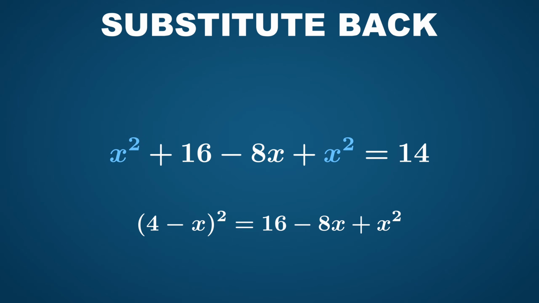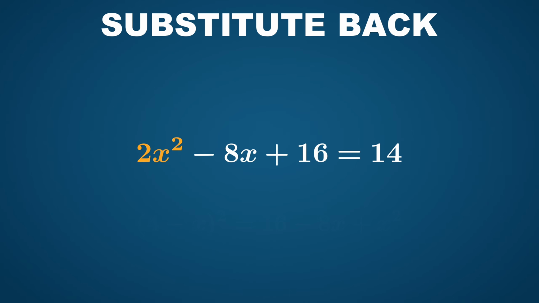We must simplify the left side of this equation by once again combining like terms. Scanning the left side, we see an x squared term at the very beginning and another positive x squared term at the end. When we add one x squared to a second x squared, we obtain 2x squared.